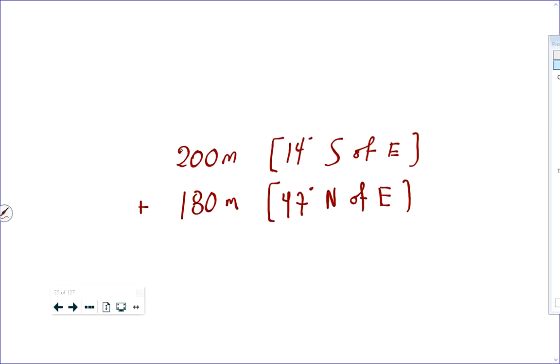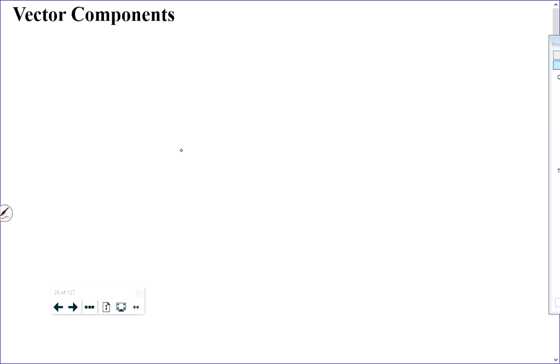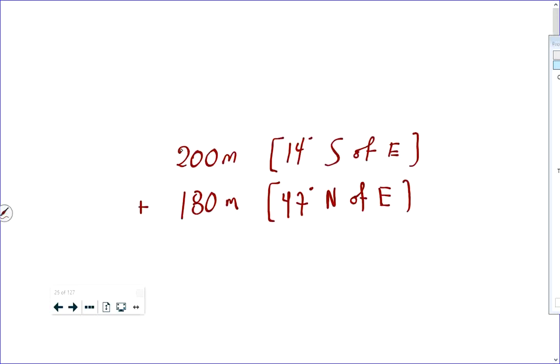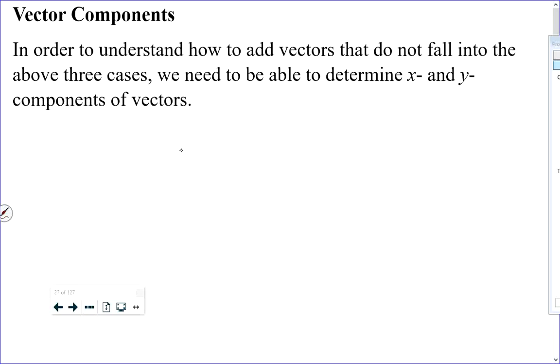This first part of the lesson, where we're going to talk about vector components, is going to give us the necessary tools to add vectors like this. So, in order to understand how to add vectors that do not fall into any of the above three cases we've talked about, you need to determine what we call x and y components of vectors, or what I can call horizontal and vertical components. When I say horizontal, I'm talking about east and west. When I say vertical, I'm thinking north and south.